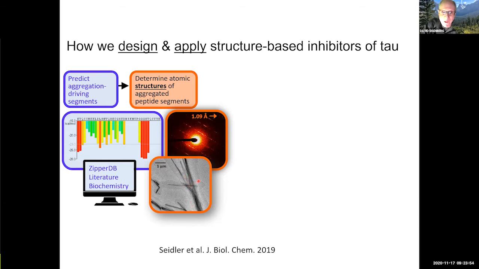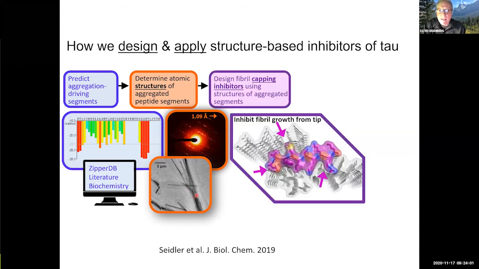In the case of those alpha-synuclein crystals that I showed you, they were more in the nanometer range, a few hundred nanometers. Once we see the structure, now we can design a peptide which will bind to the tip of the fiber, but have side chains which protrude out and stop other tau molecules from adding to the top and to the sides. And so we've been able to design 9 different peptide inhibitors for tau.